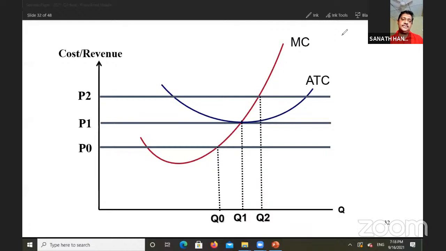This means output level at negative economic profit. Output level at negative economic profit is inefficient.